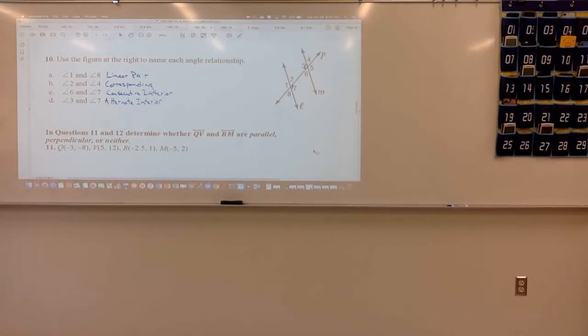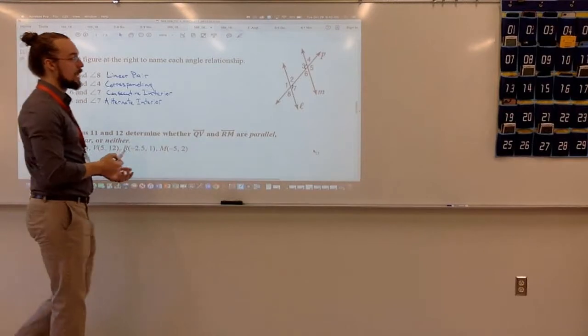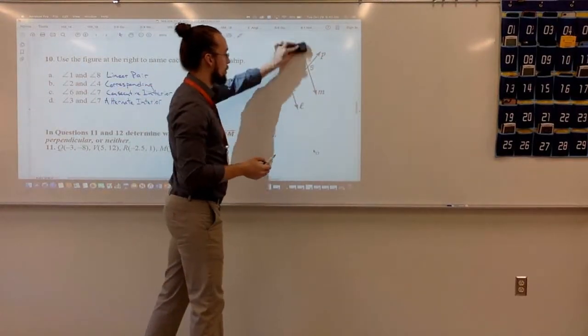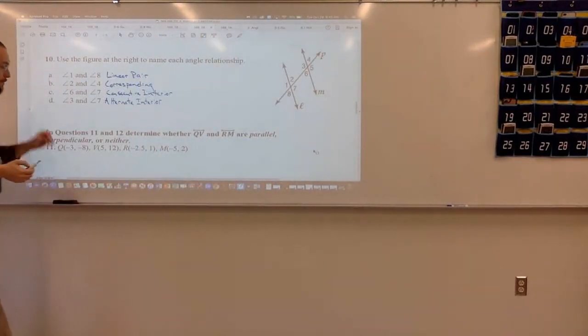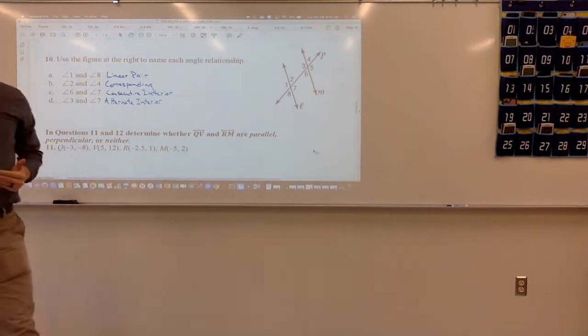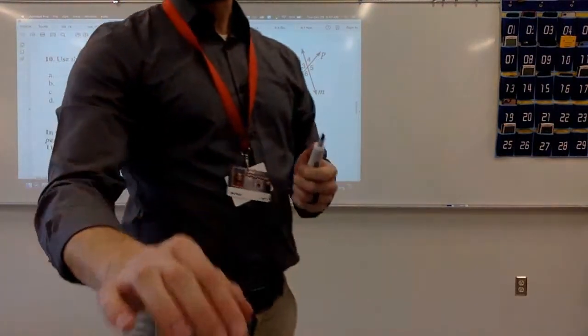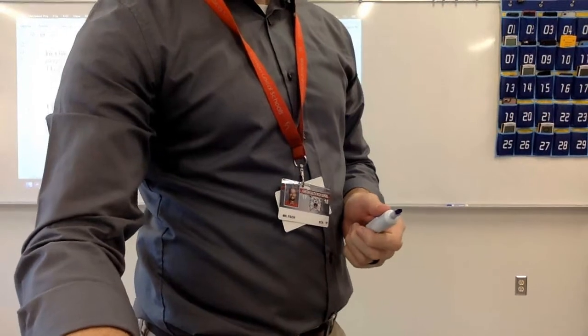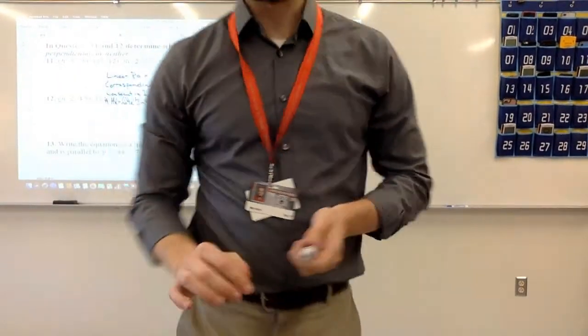Okay, so there will be questions on the test tomorrow just asking you to name relationships between angles. So make sure that you study those. You know what the names of the relationships are. Okay. Now the next few, we are determining whether lines are parallel, perpendicular, or neither.